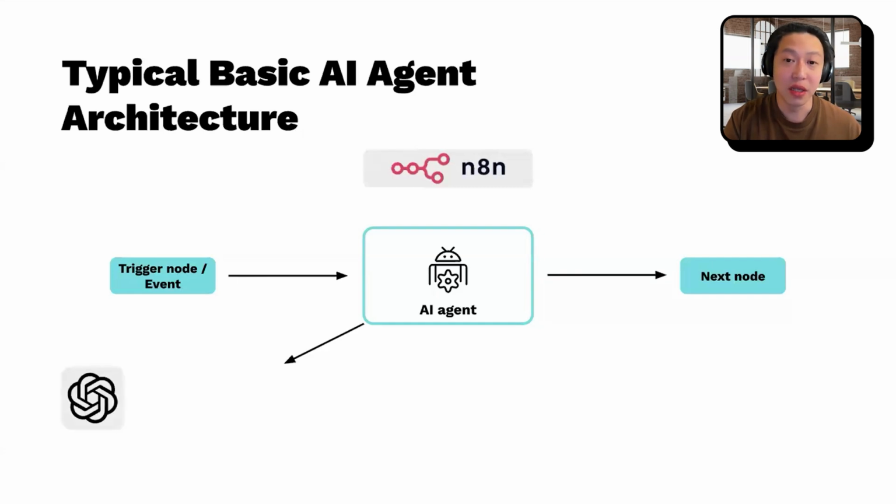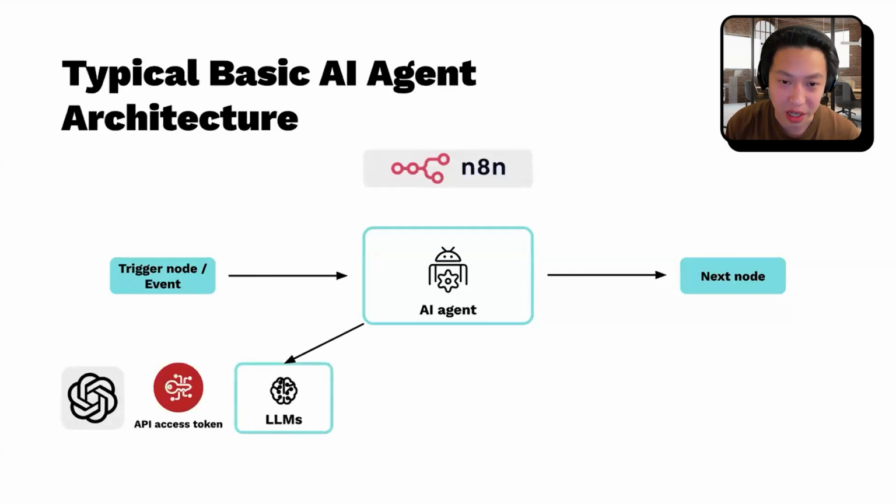But an AI agent node in n8n is actually, you can think about it like an empty shell, right? If you don't connect it to three things, it's not going to be an AI agent. So these three things are the LLMs, right? Which is, you can view that as the brain of the AI agent. So an AI agent needs a brain. And that could be OpenAI, that could be Claude, that could be Ollama, could be Google Gemini, right? But all of these require an API access token to connect it to the AI agent.